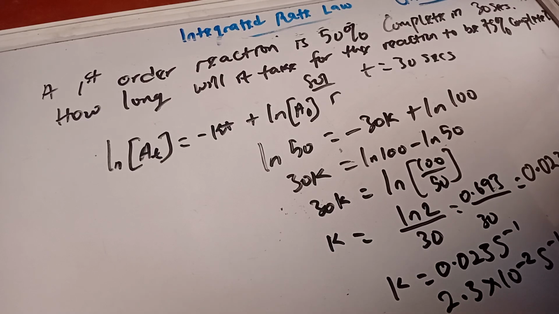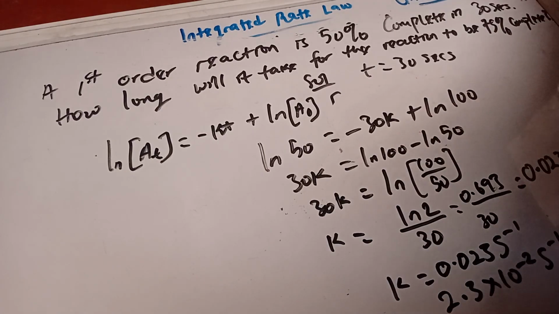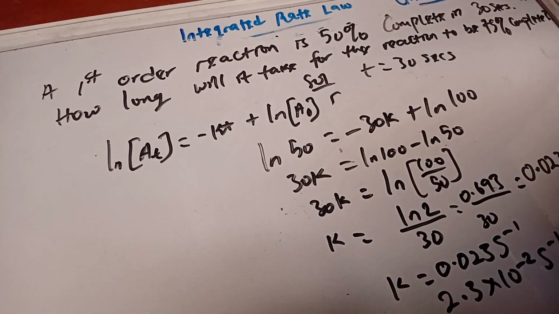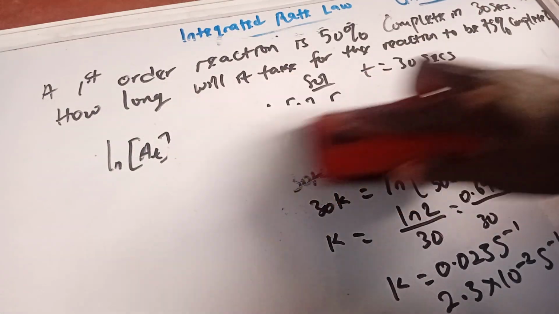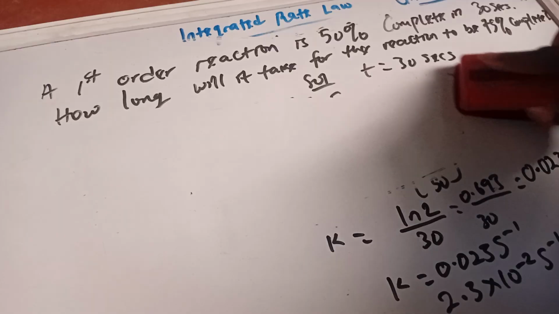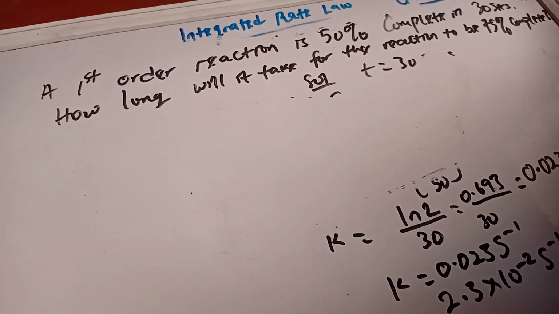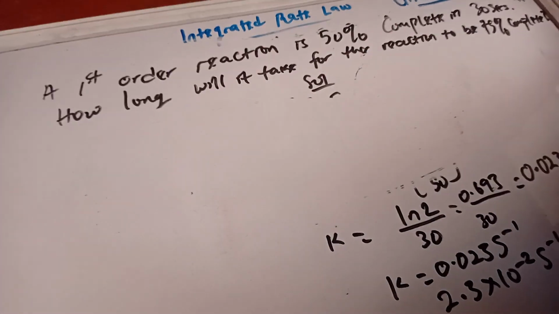Please take note of that. Per second for first order. For zero order, M per second. For second order, per M per second. That's the trick. So now this is not yet what the question is asking us to do. The question says, how long will it take for the reaction to be 75% complete?